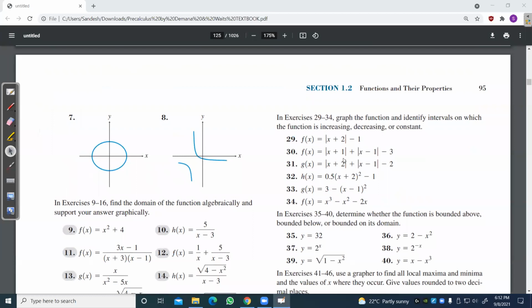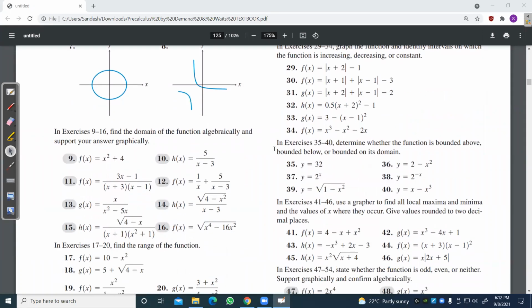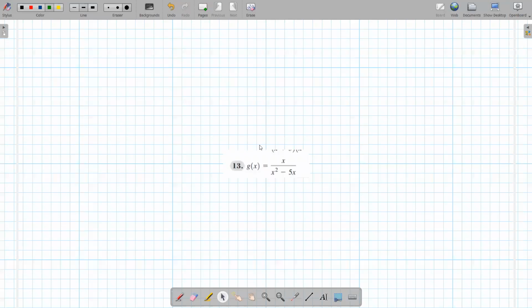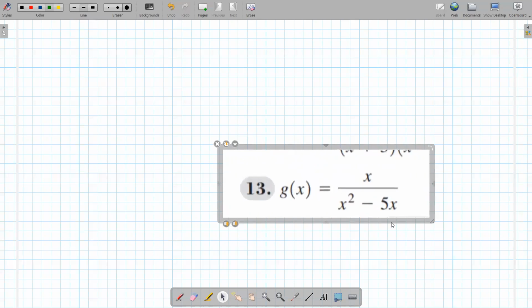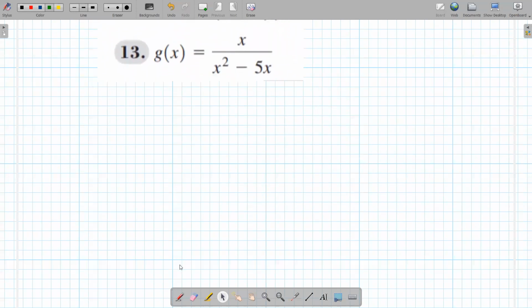Next one is 13, I believe. Yeah, 13. Find the domain algebraically and support your answer graphically. Oof, this one's going to be tough. To find the domain, don't we need to set the denominator equal to negative x? No, you set it equal to 0.